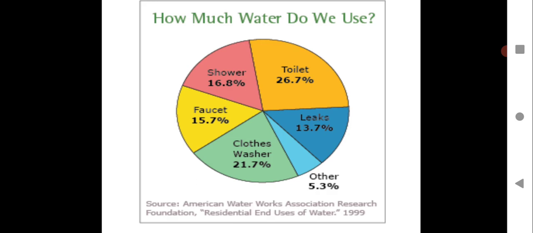With the help of a rounder and a pencil, please draw a proper circle, and just with a rough idea, divide this circle into that many parts. For toilet, 26.7%, that is how much water we use. And leaks, 13.7%, others 5.3%, clothes washer takes 21.7%, faucet takes 15.7%, and shower 16.8%.